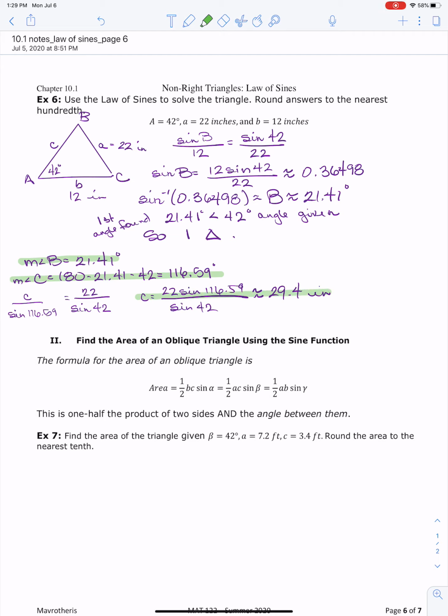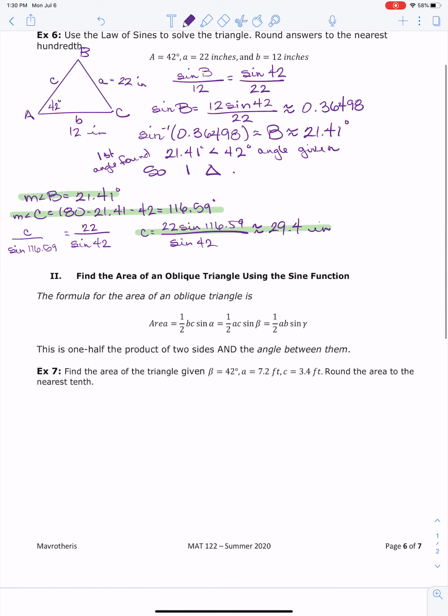Now, here's one other thing, and I haven't mentioned this in a while, but it's always nice to be able to double check. Our smallest angle, which is B at 21.41 degrees, is opposite our shortest side at 12 inches. Our largest angle, C, at 116.59 degrees, is opposite our longest side at 29.4 inches. And then angle A and side A fall in the middle. So the shortest side is always opposite the smallest angle, which makes sense as we work with law of sines and we're dealing with the proportions.